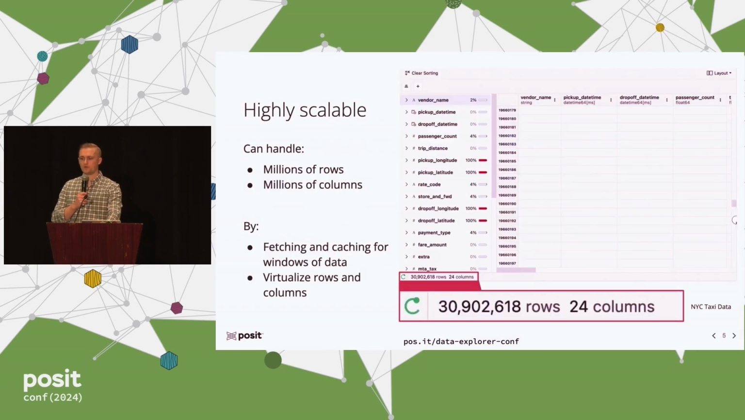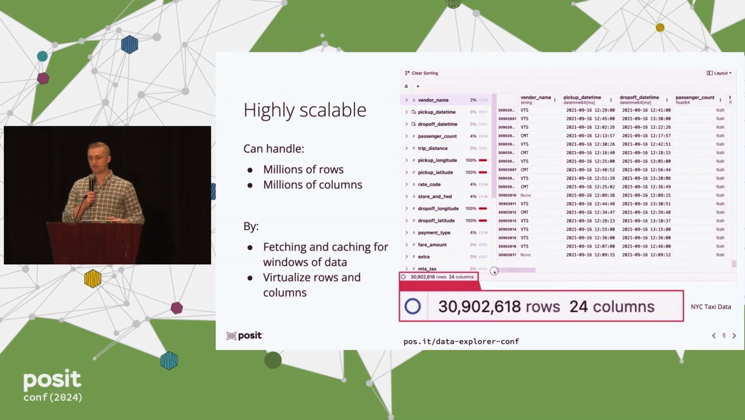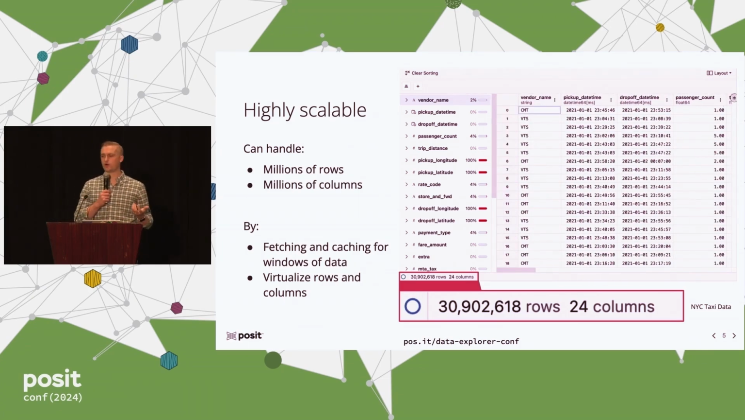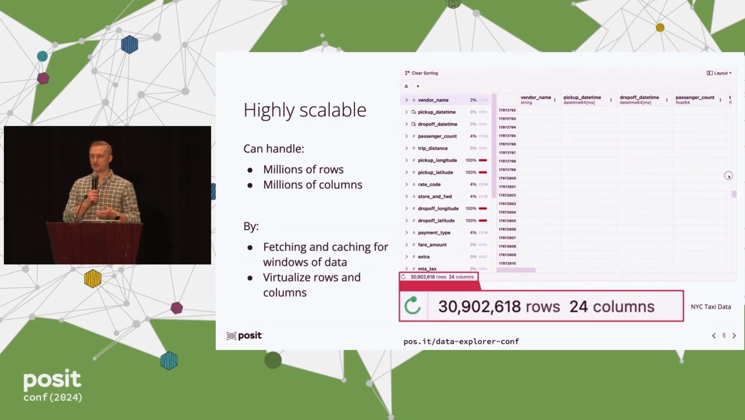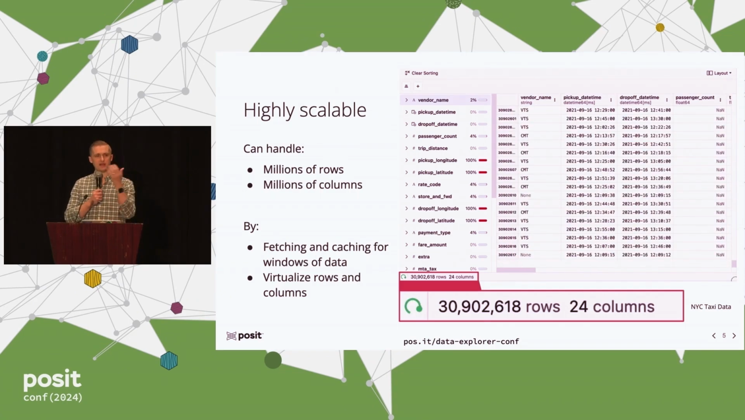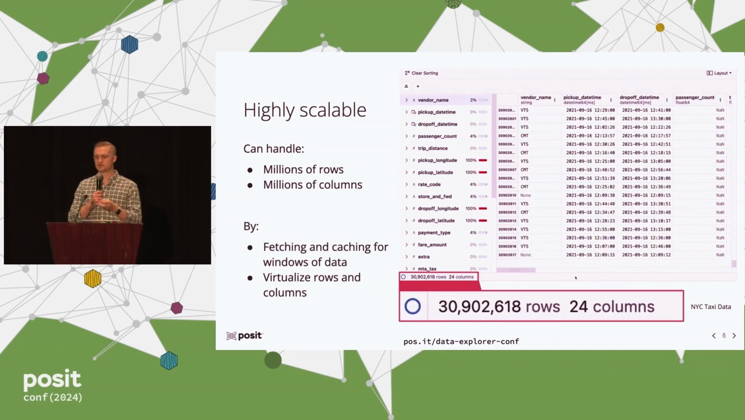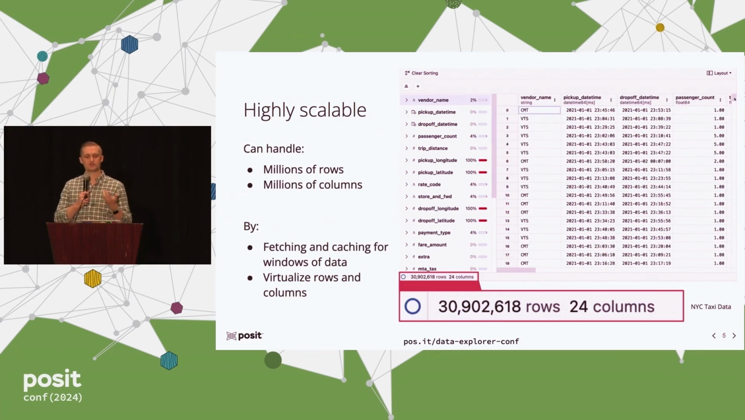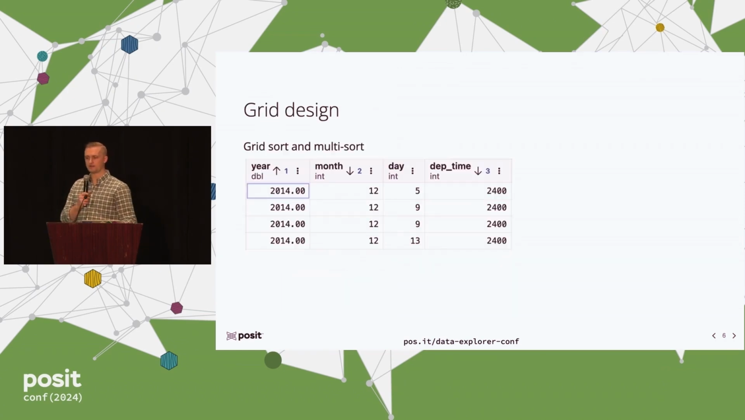Beyond that, though, we've tried to make it something that's highly scalable. So again, in this example, I have 31 million rows, 24 columns, and in real time, I can scroll horizontally or vertically across anything in the data frame, and it will kind of instantly load that data. We do a lot of clever things with caching, fetching different windows of data to try and make it efficient in this way. But we've also sweated a little bit of the small stuff.